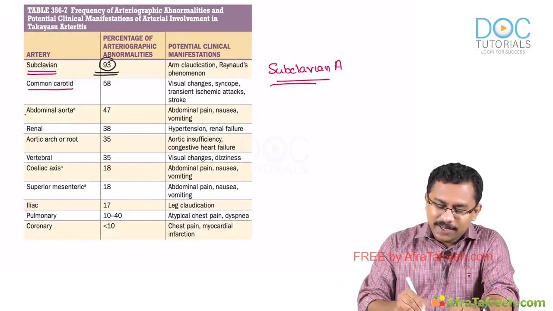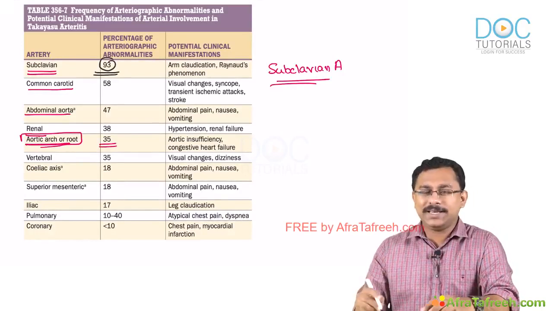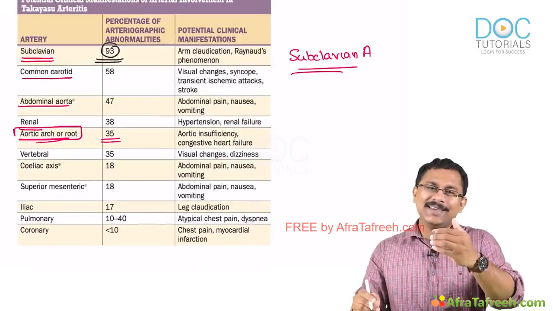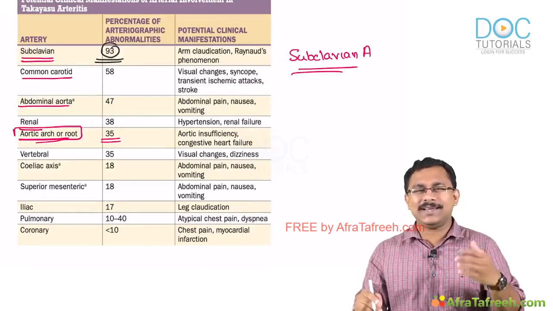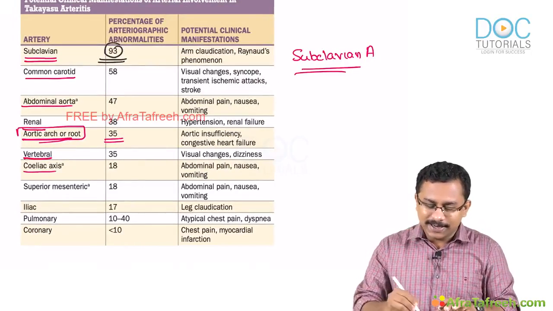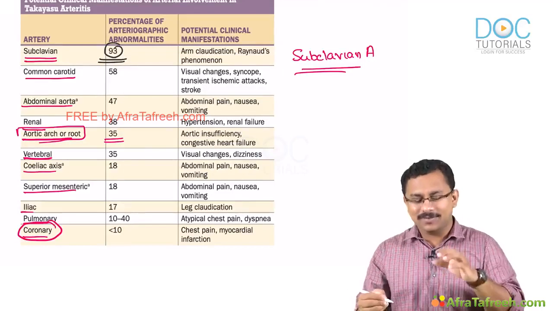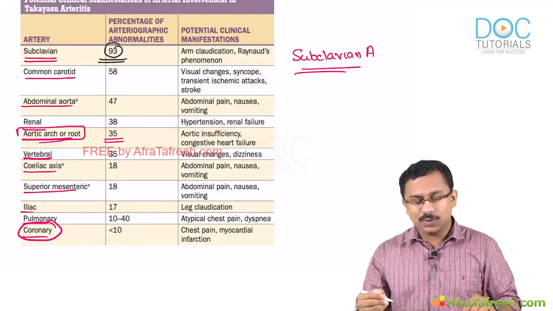Common carotid, abdominal aorta, renal vessels, aortic arch. So you see here the aortic arch or root is involved in around 35%. Okay, so giant cell arteritis was again a lower percentage, around 25%. Vertebral artery, celiac artery, superior mesenteric, iliac, pulmonary, coronary. So coronary and all is very rare to be involved in case of Takayasu arteritis.